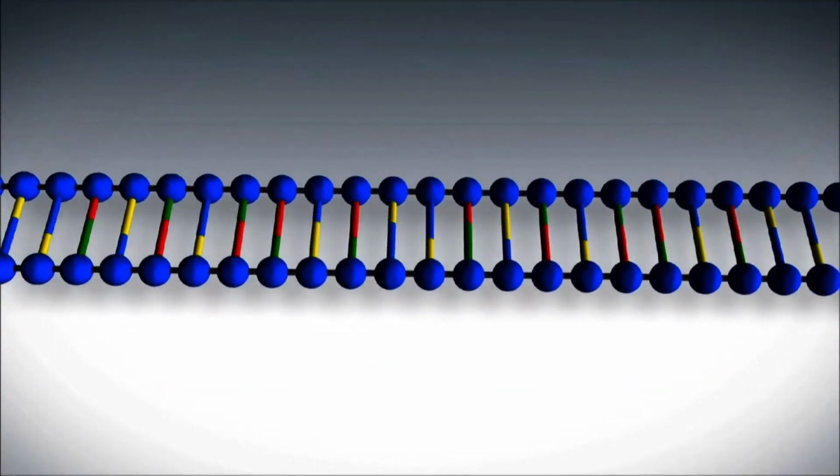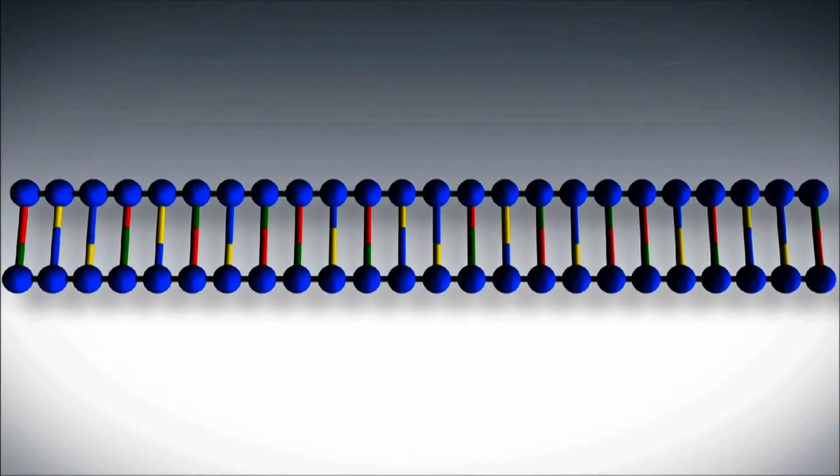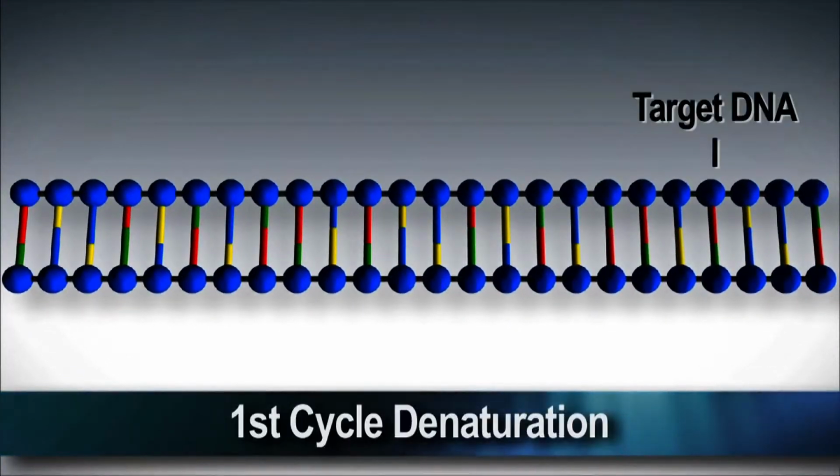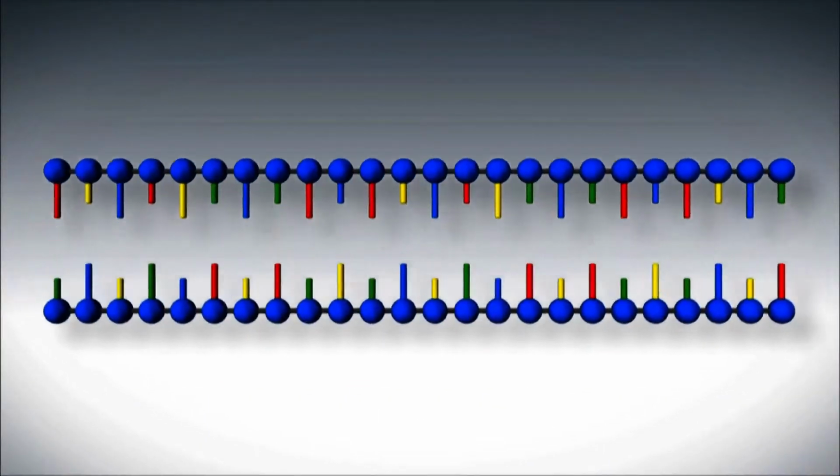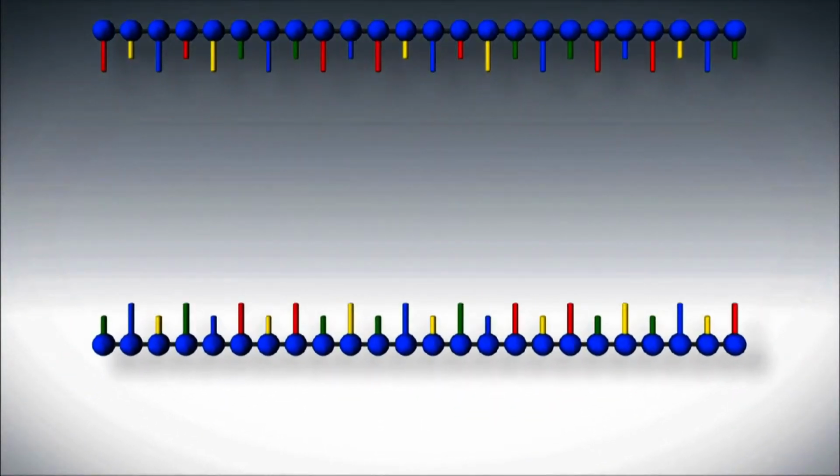The sample is first heated so the DNA separates into 2 pieces of single-stranded DNA through a process called denaturation. The heat physically breaks the chemical bonds between the double-stranded DNA helix.